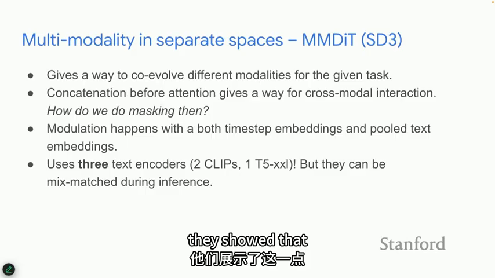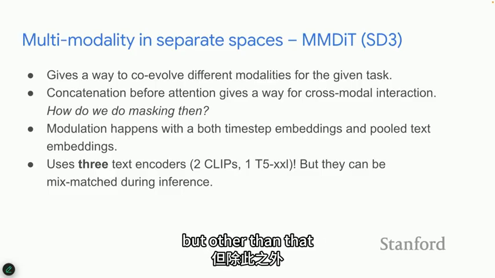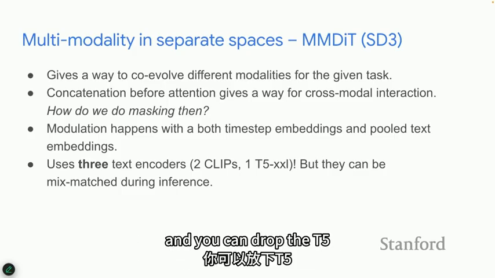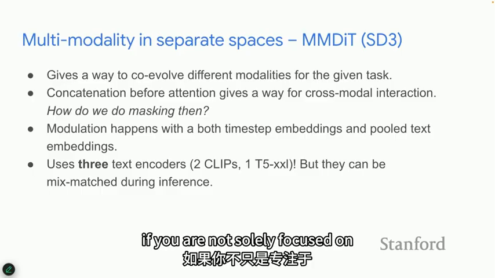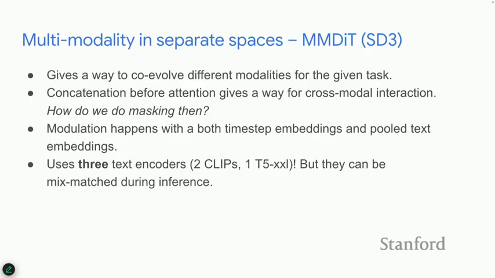They showed that you need the T5 if you need to have really good text rendering capabilities. But other than that, you can still do a lot with the two CLIPs that they use. And you can drop the T5 if you are not solely focused on text rendering tasks. So yeah.